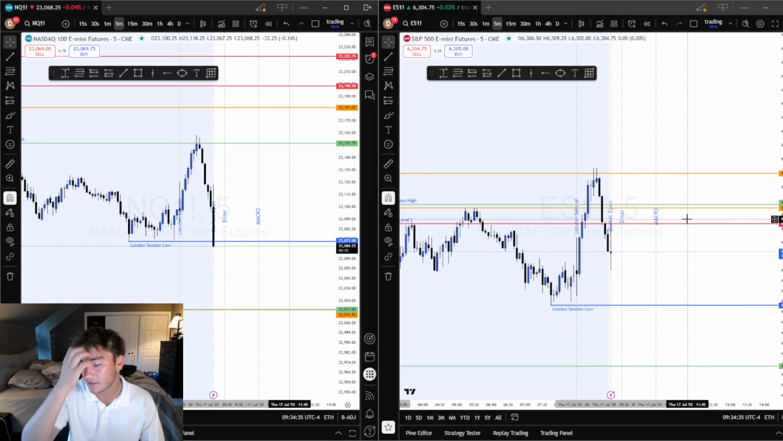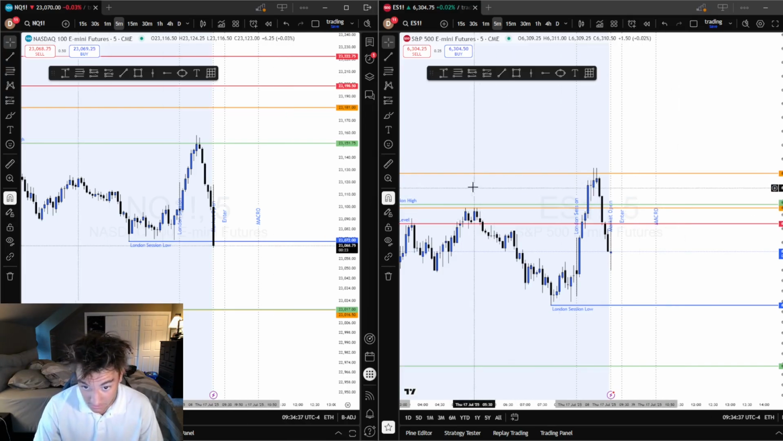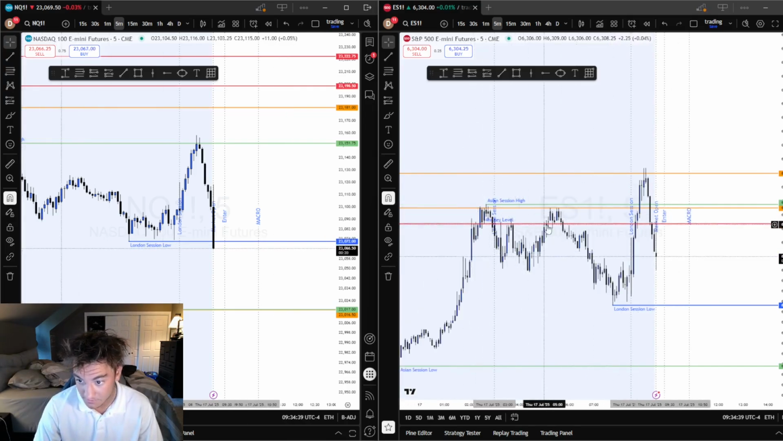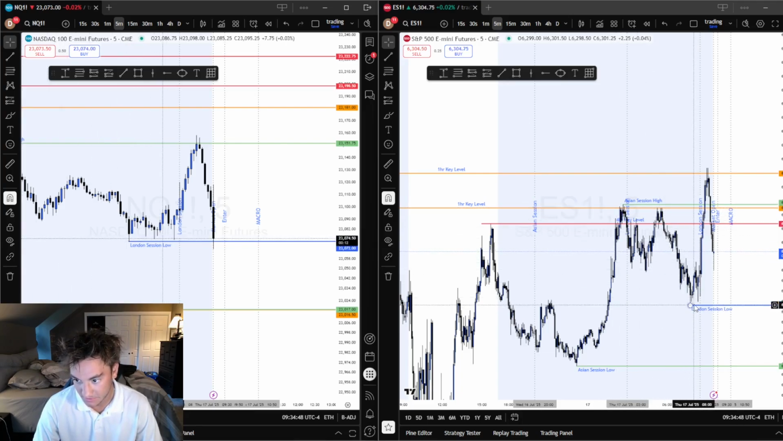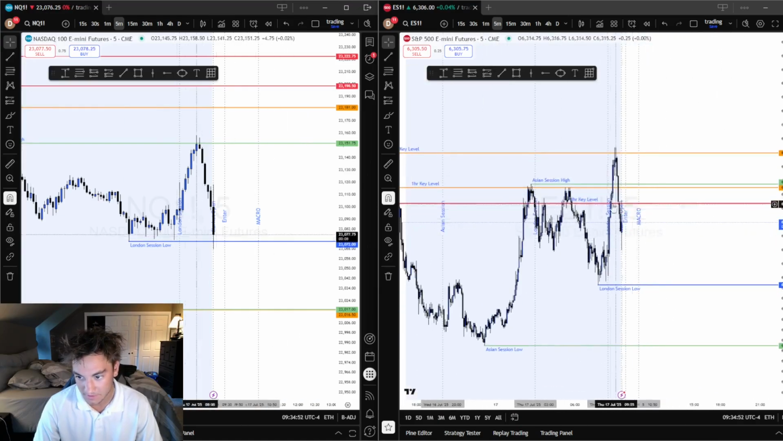It is interesting because we did take out a couple key levels up here. This 4 hour key level was taken out in Asian session. We had this key level taken out in Asian session. We came back down, created the London session low, came back up, swept this 1 hour key level, and now continue downwards a little bit.